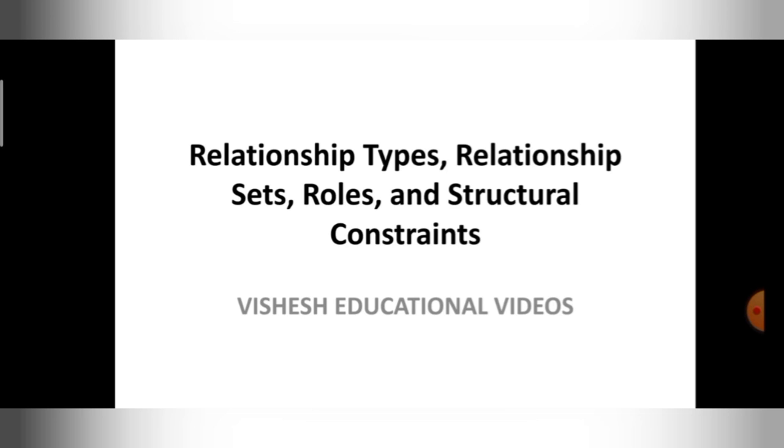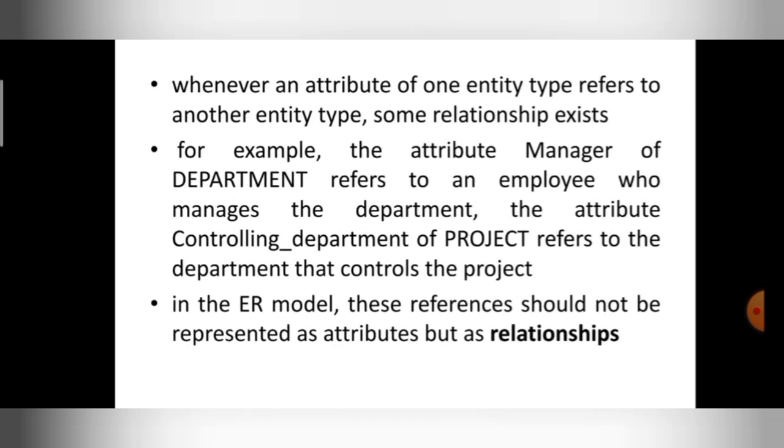So let me begin the explanation of relationship types, relationship sets, roles and structural constraints. So what is a relationship type? And first of all, what is a relationship? You should understand what a relationship is. When an attribute of one entity type refers to another entity type, some relationship exists.